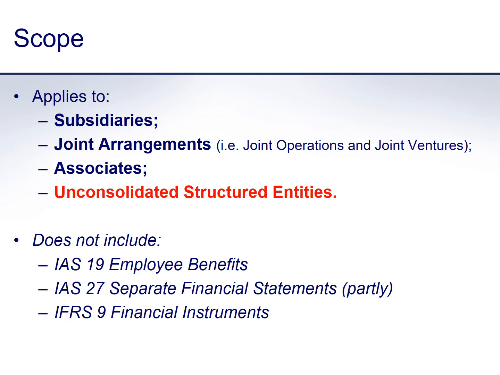The standard applies to investments in subsidiaries, joint arrangements, both joint operations and joint ventures, associates, as well as a new concept called an unconsolidated structured entity. I'll talk about that in just a moment. It does not apply to any controlled defined benefit plans to which we apply IAS 19 for employee benefits. It doesn't apply to separate financial statements in general, although there are some instances where some disclosures are provided in certain circumstances, and it doesn't apply to an investment that's been accounted for under IFRS 9 or the predecessor standard IAS 39, financial instruments.